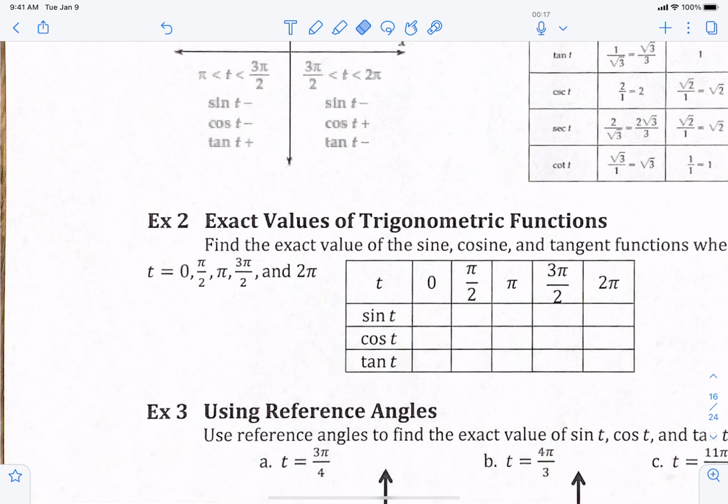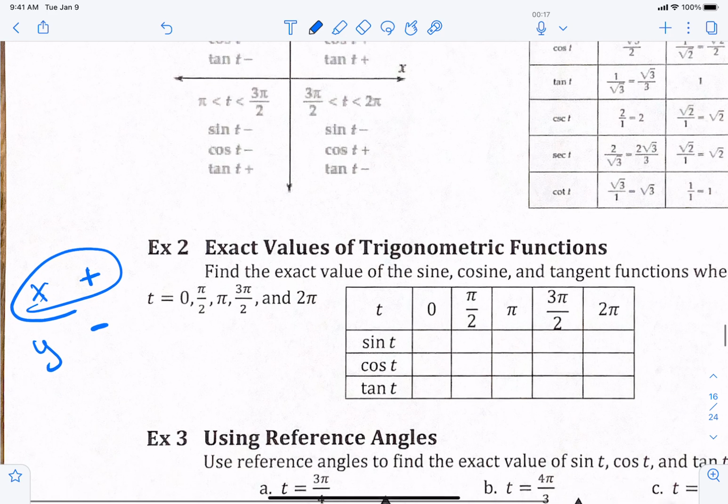Okay, I'm dealing with x's that are positive and y's that are negative. What quadrant am I in? The x's are positive, the y's are negative. X's go left and right, so I'm going to the right, and y's are negative means I'm going down. So I am in the fourth quadrant, right?